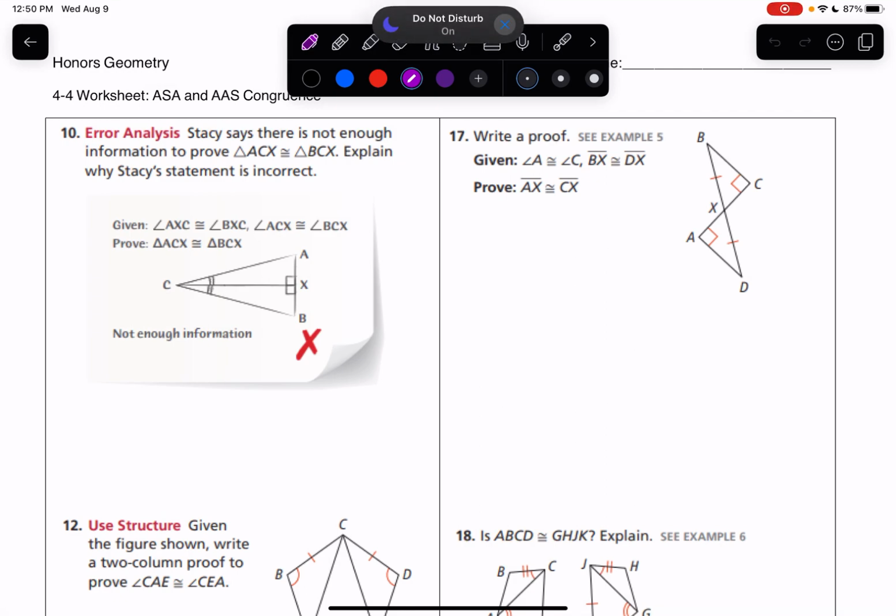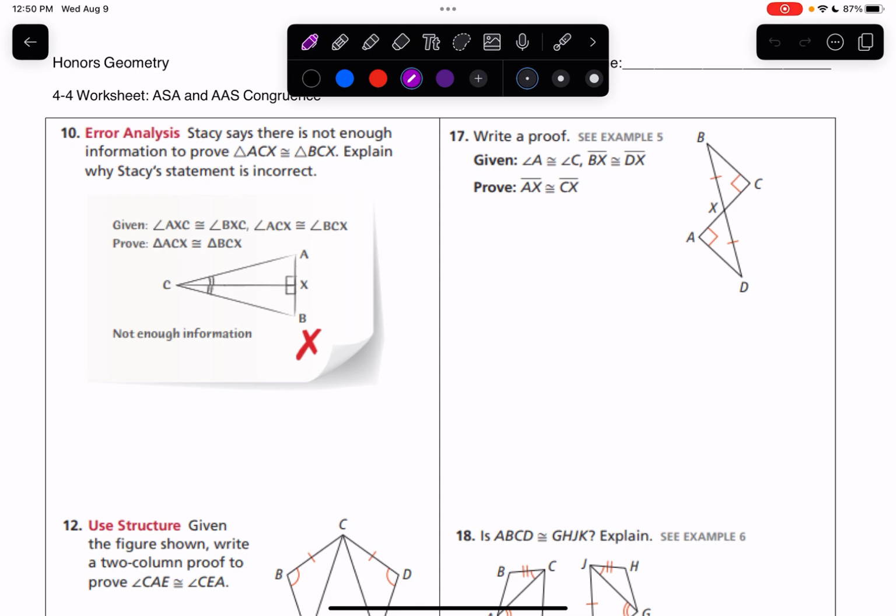Hello, it is time to go over the 4-4 worksheet on angle, side, angle, and angle, angle, side congruence. This is kind of a follow-up to the previous section, but with two brand new congruence theorems for us to use. So starting with number 10, Stacy says there is not enough information to prove that these two triangles are congruent. Explain why she is incorrect.